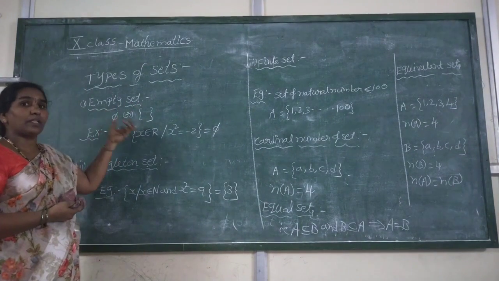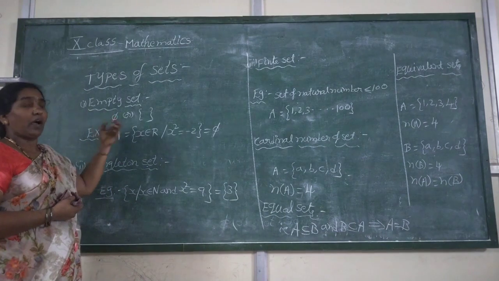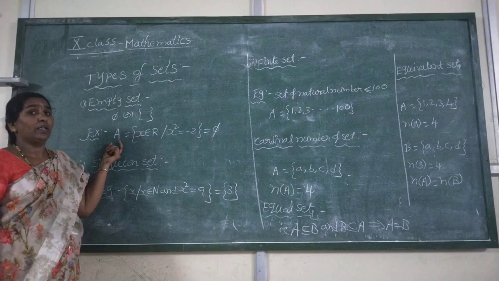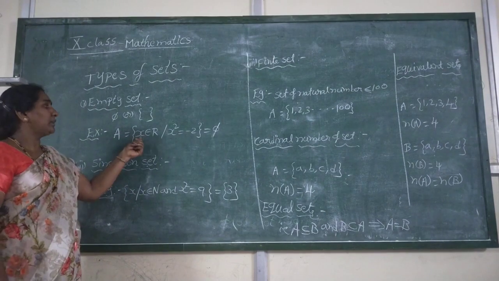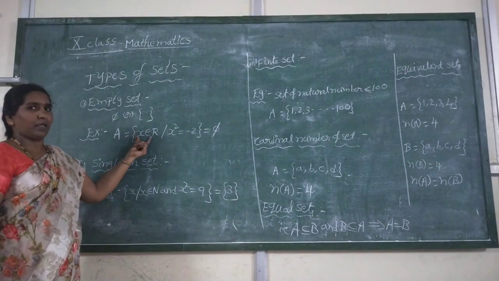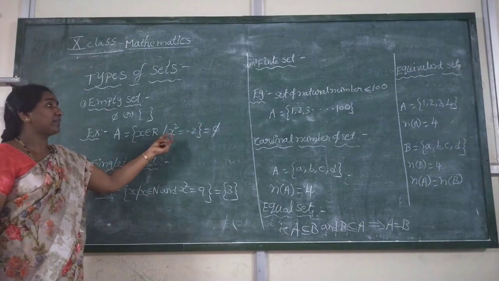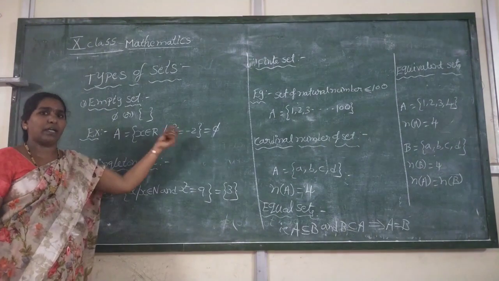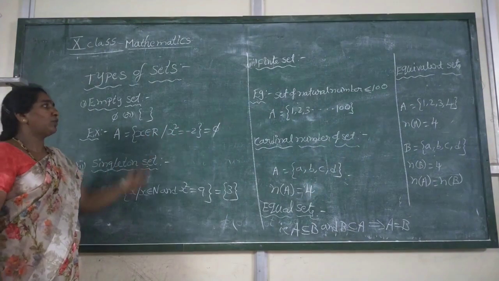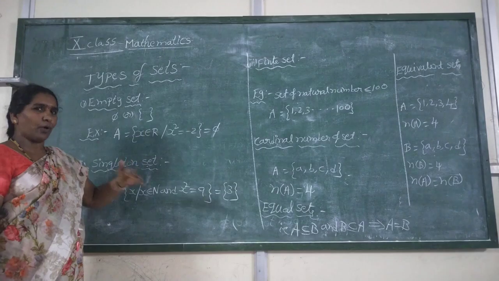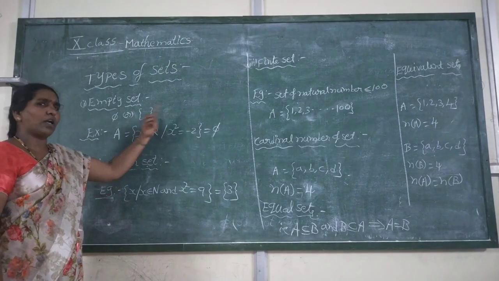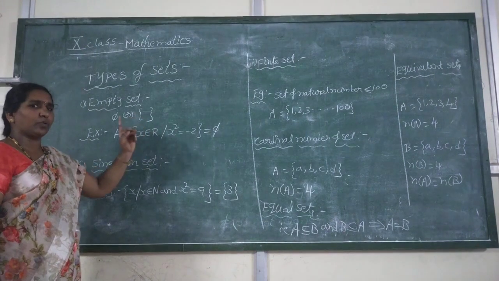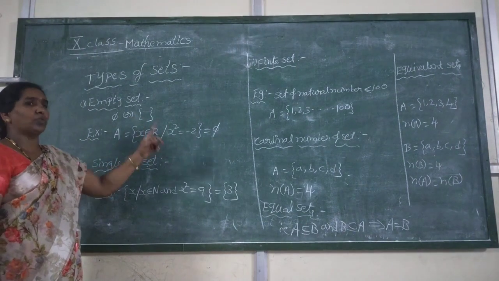We denote the empty set by phi or empty braces. For example, set A is represented as x belongs to R, x is a real number, and x square is equal to minus 2. The square of any real number is never negative, always positive. 1 square is 1, 2 square is 4, 3 square is 9, minus 1 whole square is 1, minus 2 whole square is minus 2 into minus 2, minus into minus is plus, 2 2s are 4.